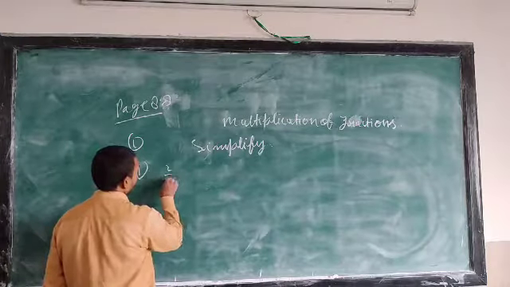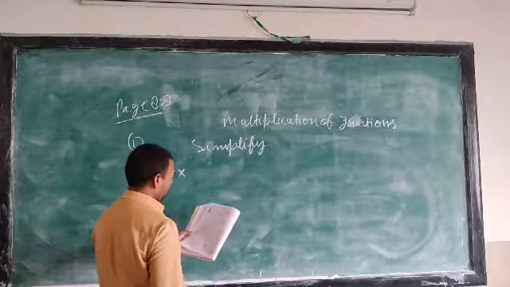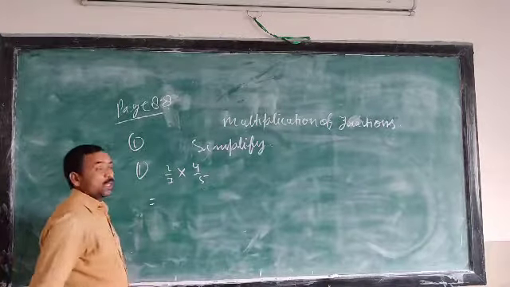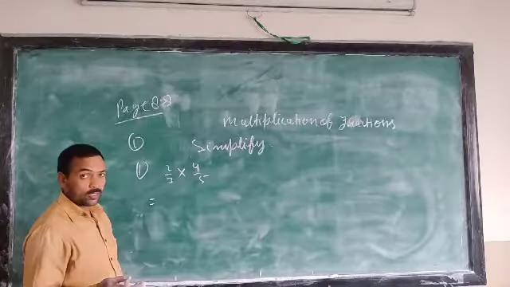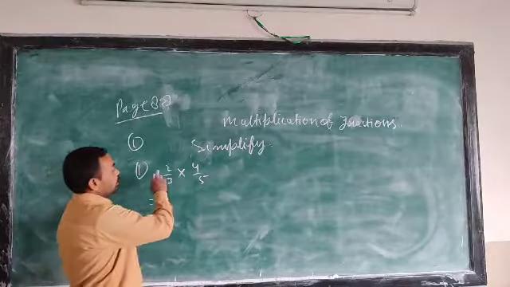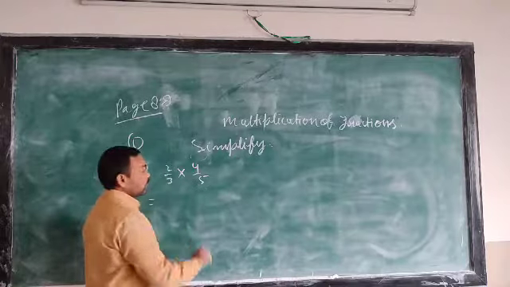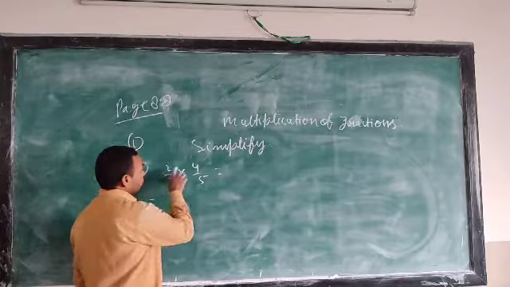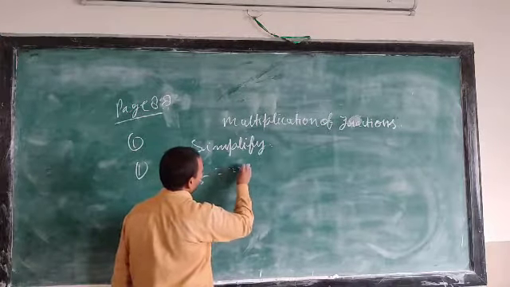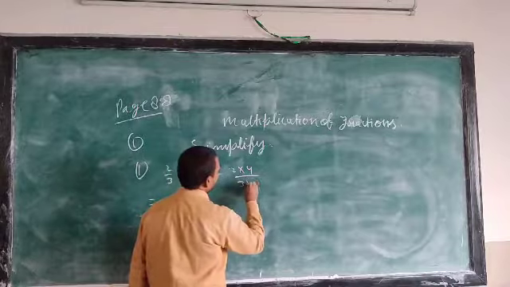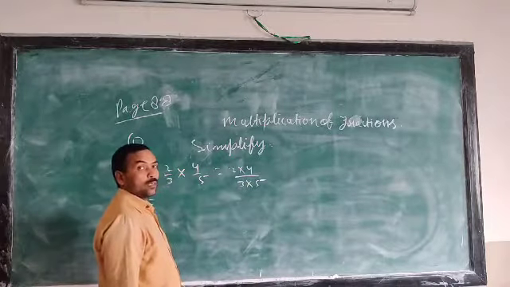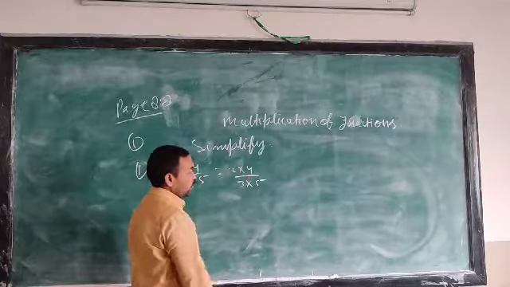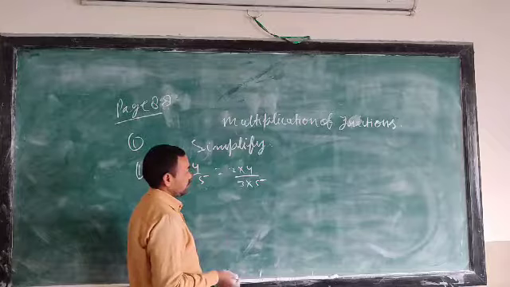First one: 2 by 3 multiplied by 4 by 5. Children, how to do it? Any way you can do it. In the first method, you can multiply numerator to numerator and denominator to denominator. See here, what is easy for you, that method you apply. First multiply numerators, 2 multiply 4, and 3 multiply 5. After that, you can check for any common factor between numerators and denominators. You should reduce to lowest terms.